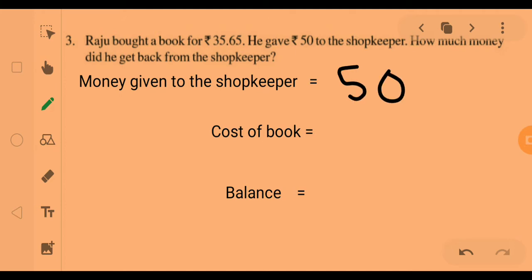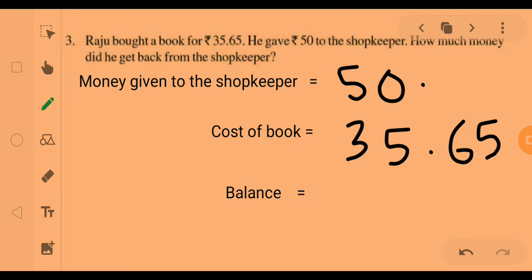Then what is the cost of the notebook? The cost of the notebook is 35 rupees 65 paise. So we write the cost of the notebook, that is 35 rupees and 65 paise. Here 50 can also be written in decimal form as 50.00. Why are we writing 50.00? Because the cost of the notebook is in decimal form. The number has two decimal places. So the 50 rupees we also write as a decimal representation.